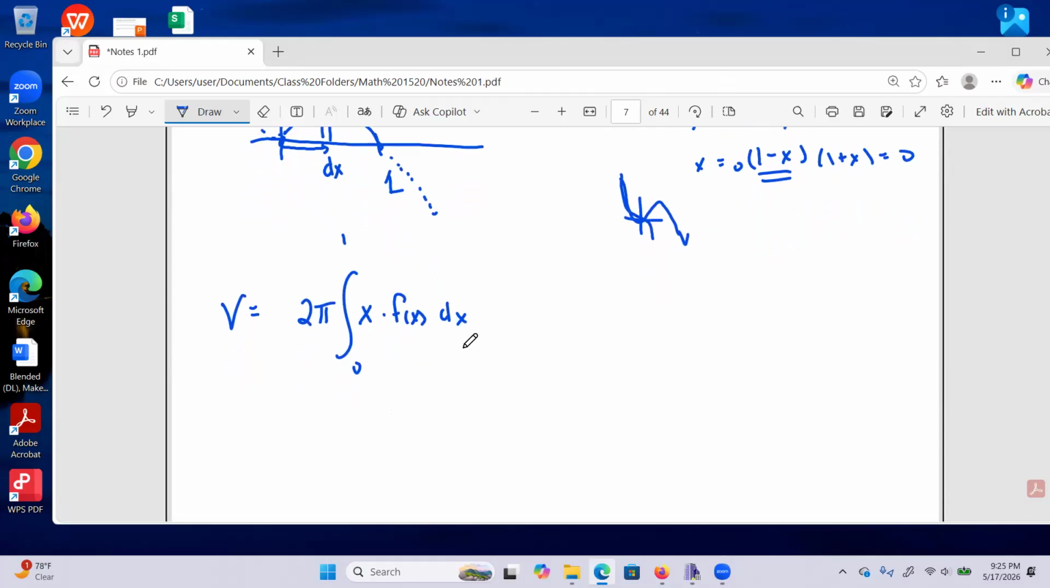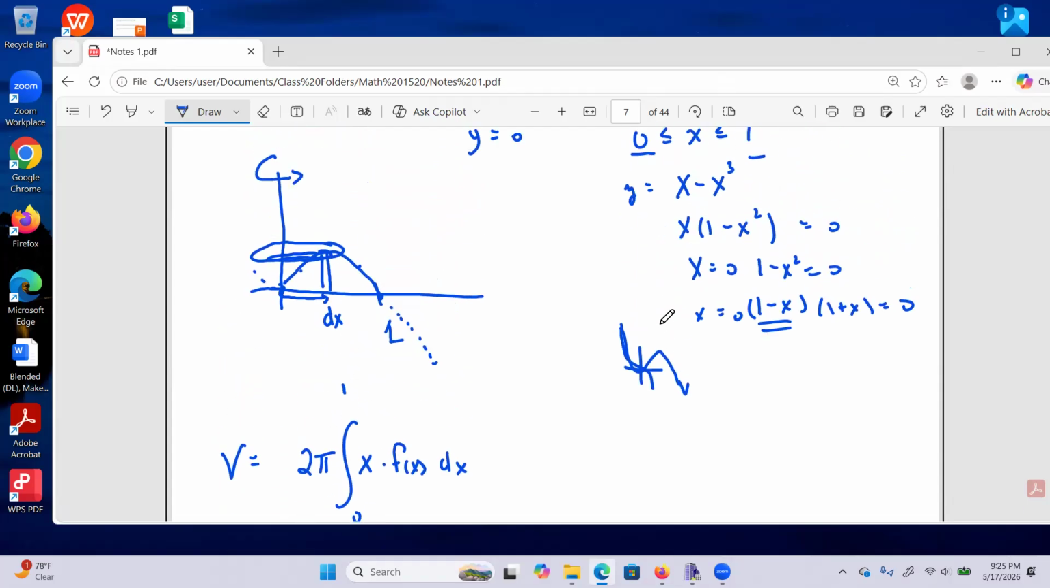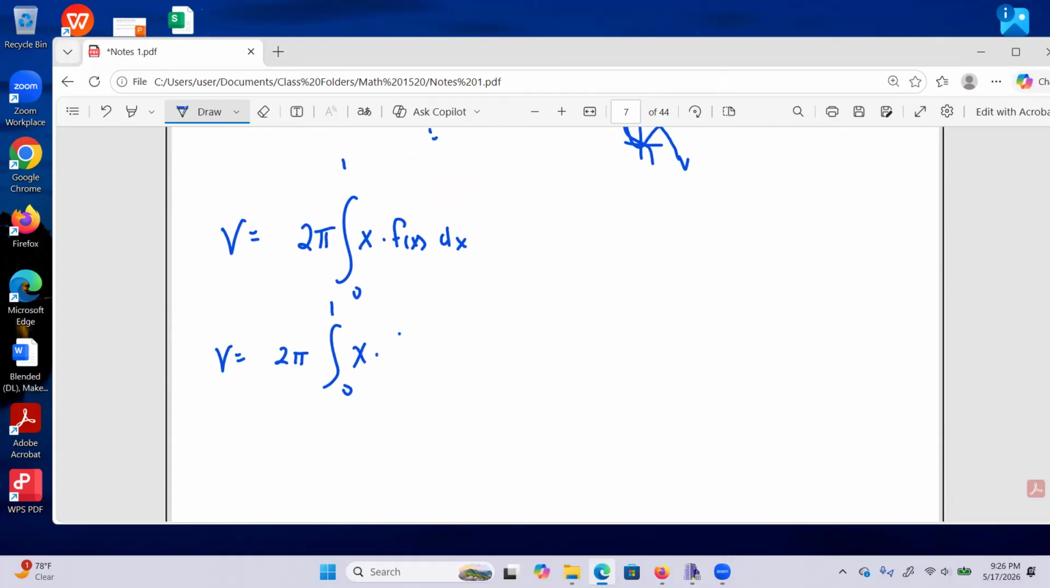So let me go ahead and put in what we have here. The volume is equal to 2 pi, integral from 0 to 1, of x times my height, which is going to be x minus x cubed, dx. And this is what we actually want to integrate. I've got to multiply this out, which is not too bad. So we have 2 pi integral of x squared minus x to the fourth, all times my dx here.